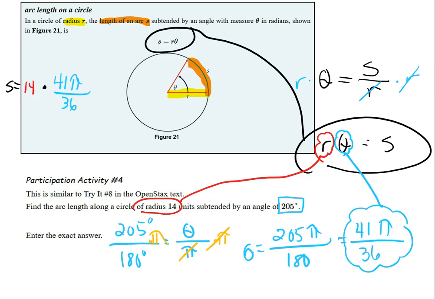And let's see, I can cross cancel. 2 goes into 14 seven times, and 2 goes into 36 eighteen times. So s ends up being, because 41 is a prime number and nothing goes into it, 7 times 41, which gives 287 pi all over 18. That is an ugly answer, but that is, in radians, the length of the arc.